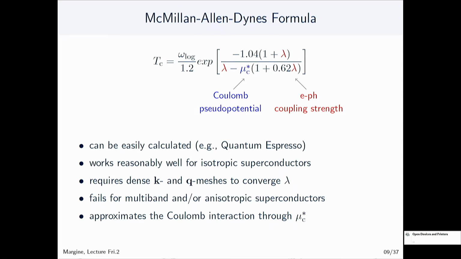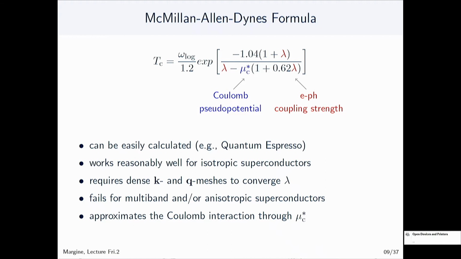However, you should keep in mind that in order to get a converged value for lambda, as hopefully you have realized at this school, you require very dense k and q meshes. Another thing where this formula fails is that the critical temperature that we predict for anisotropic or multi-gap superconductors will be wrong. So it doesn't capture any anisotropy.